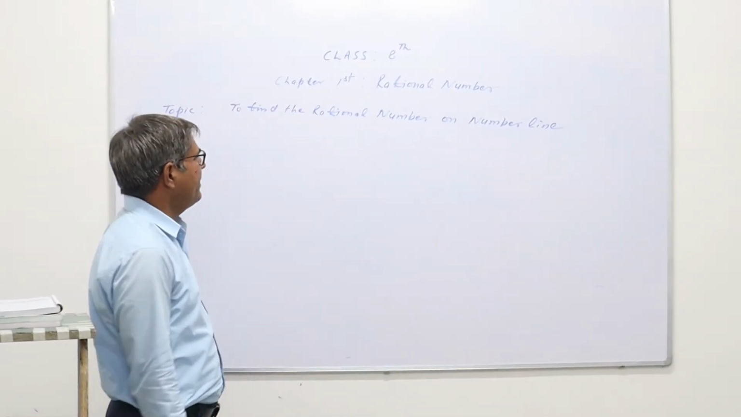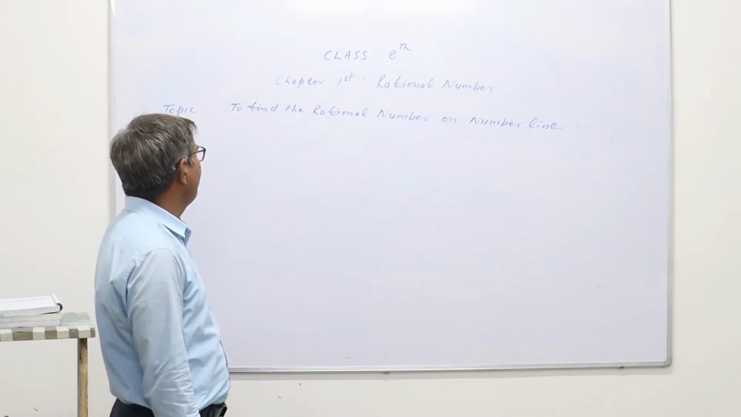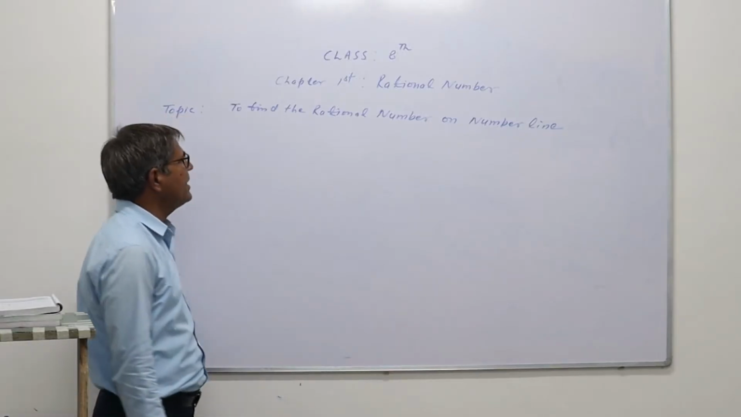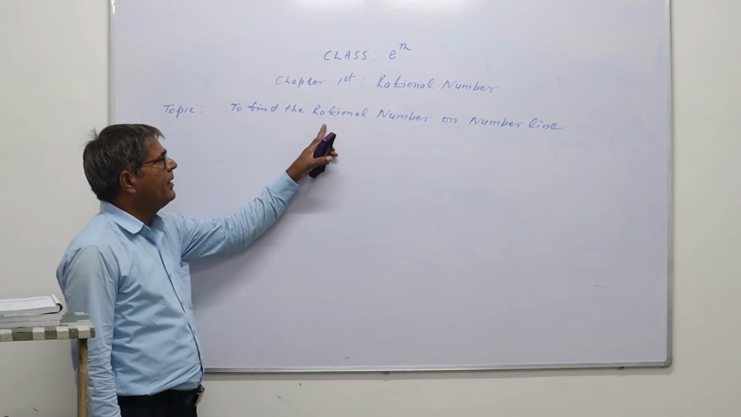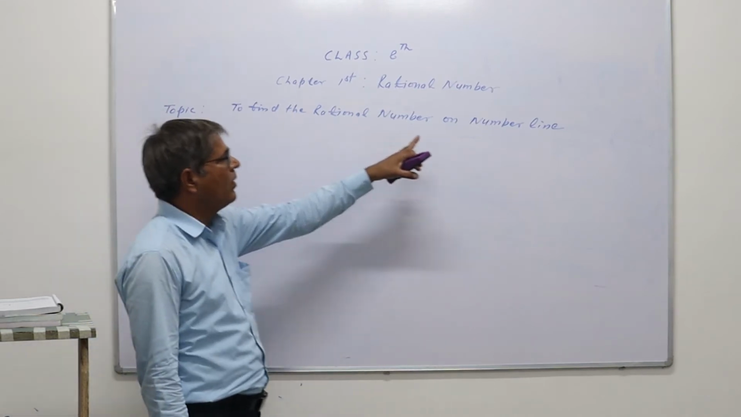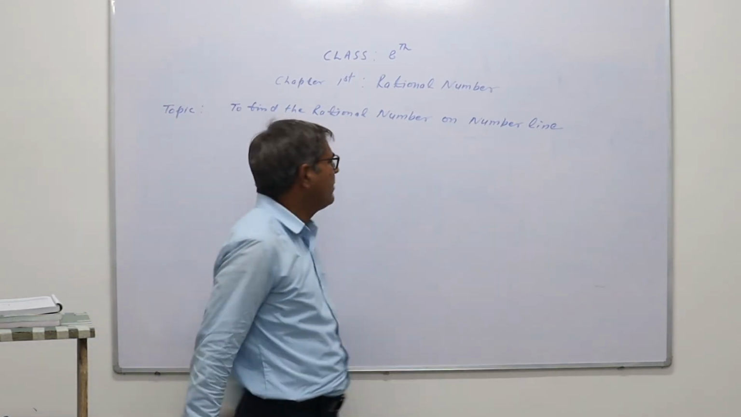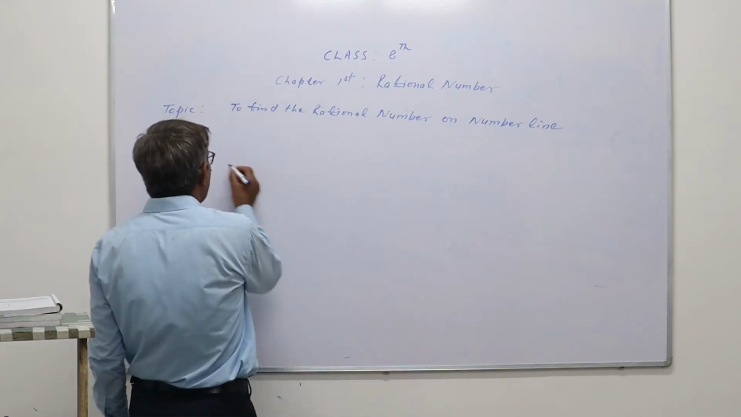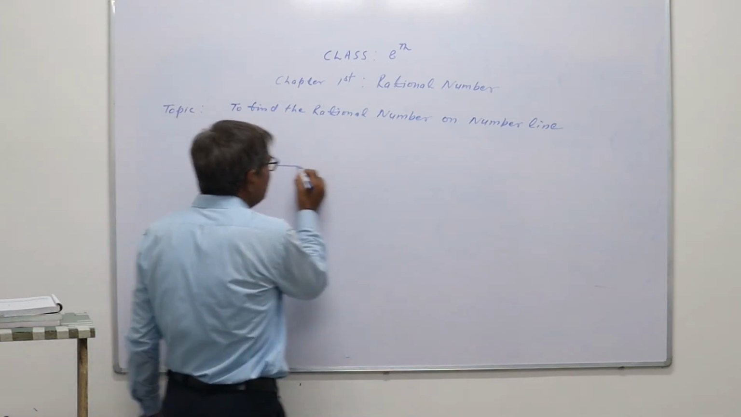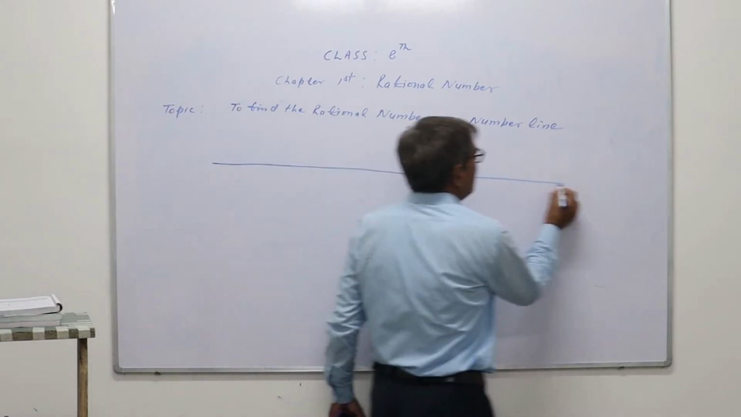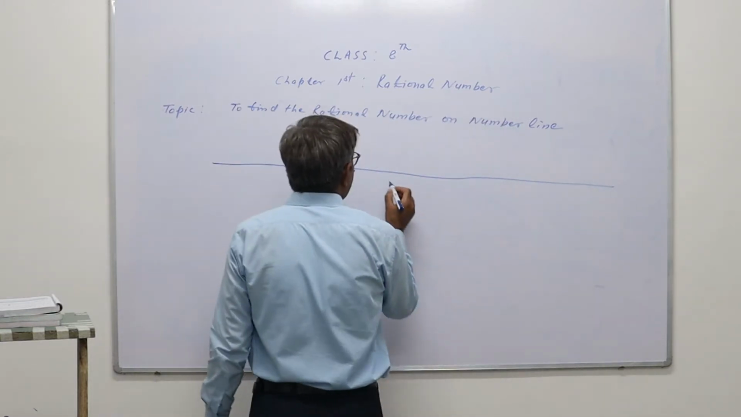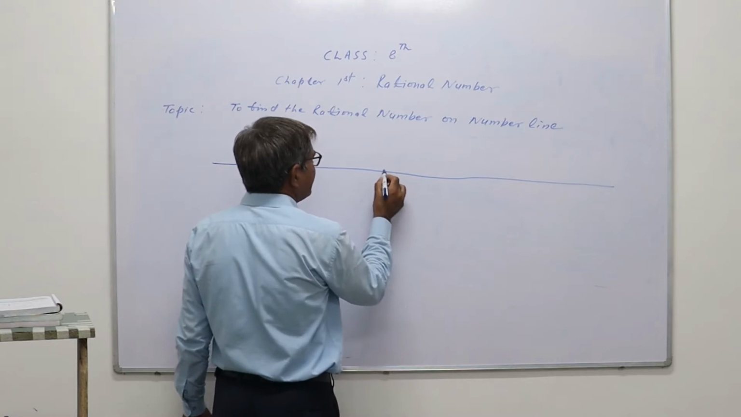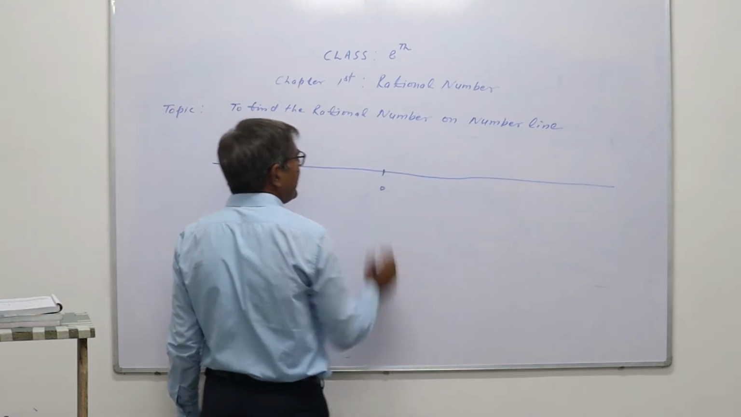Class 8, chapter 1, Rational Numbers, and the next topic is to find rational numbers on a number line. So first of all, we will draw a number line. Let this be the number line and the central point is 0.